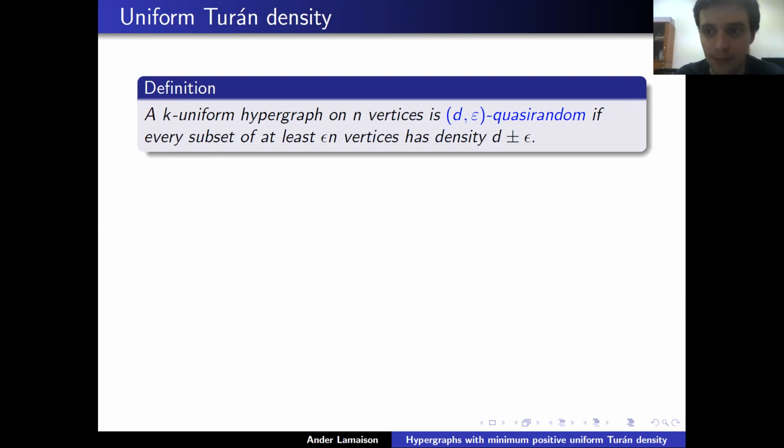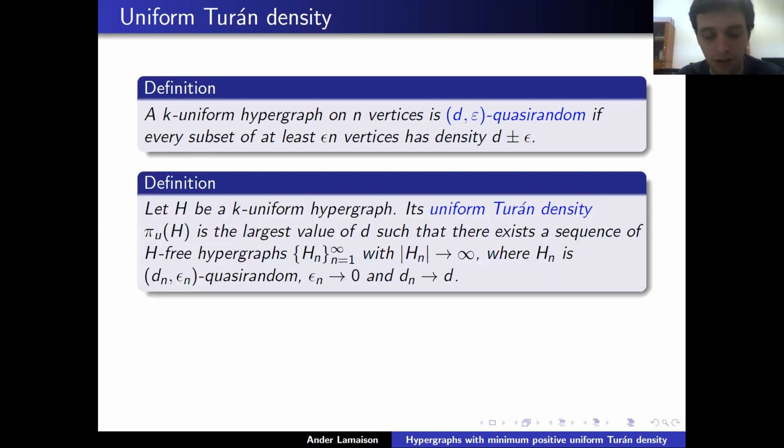But let's fix some definitions. We are going to say that a hypergraph is epsilon quasi-random if every subset with an epsilon proportion of the vertices spans or induces a hypergraph whose density deviates from the density of the original by at most epsilon.